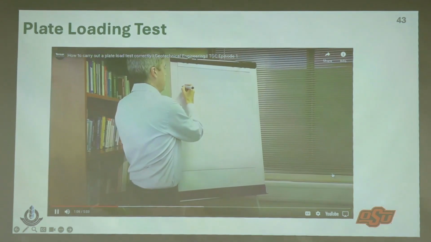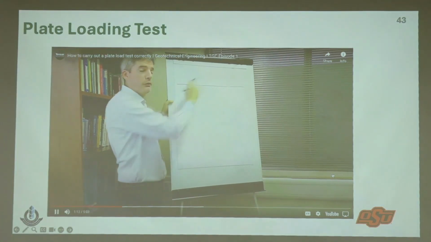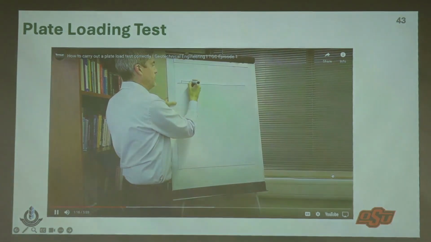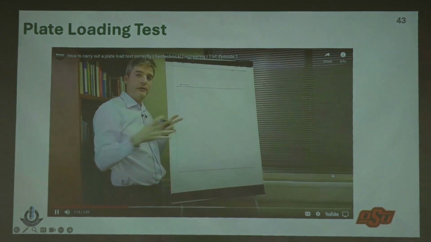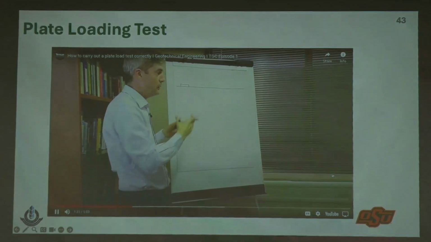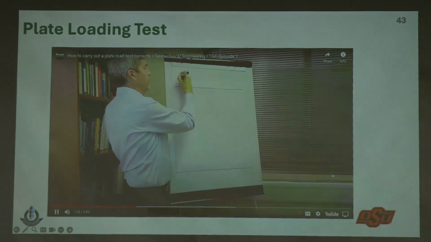So you have a ground level like that, a ground surface, and you have a plate load test. You all know what a plate load test is: a circular plate that you put on the surface, you load it, and you measure the settlement. It can tell you the stiffness and the bearing capacity of this ground if you load it high enough.